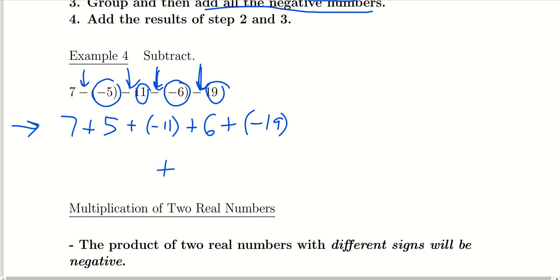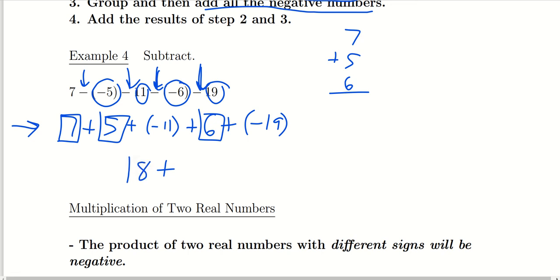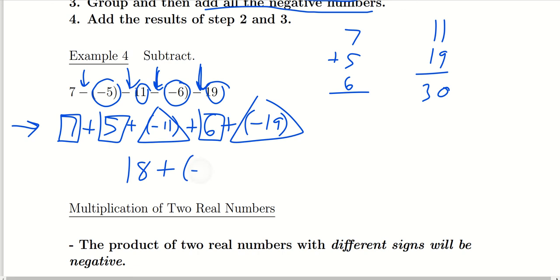So I'm going to add my positive values over here. We have 7, 5, and 6. 7 plus 5 plus 6, because they all have the same sign, I can add them up and keep the answer positive. 7 plus 5 is 12, plus 6 would be 18. I can also go ahead and add my negative values together. Negative 11 plus negative 19, because they're both negative, I can add their values. It's going to give us 30. And we keep the common sign, which is negative.